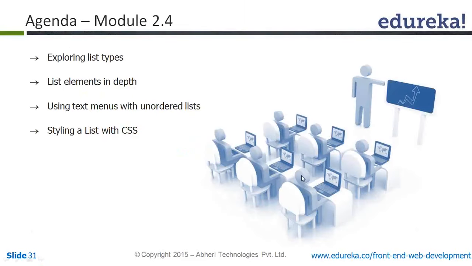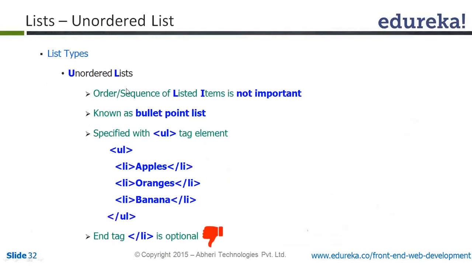Module 4. This is the list type. There are two types of lists. One is the ordered list, which automatically displays sequence numbers like 1, 2, 3, 4. The other is the unordered list, which displays bullets. Note that you can nest one list inside the other. The main use case of lists is when you have to display text menus, and using CSS we can style them as well.